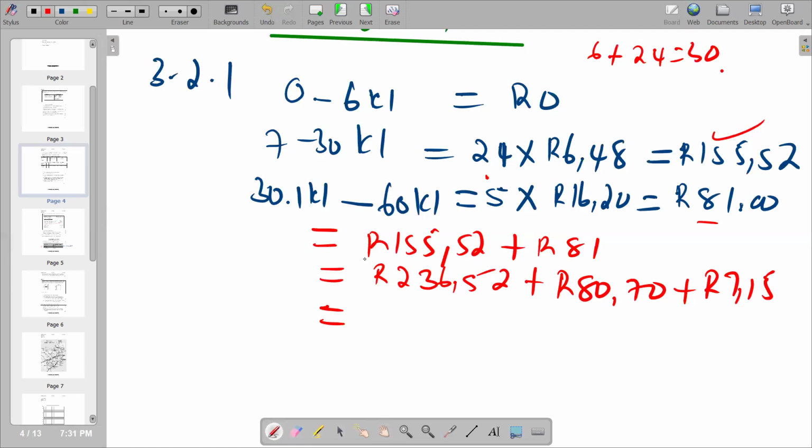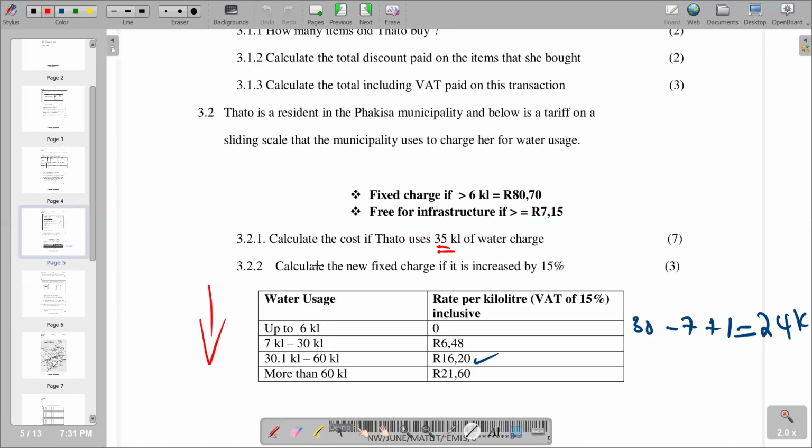So let's try to see 236 rands 52 cents plus 80 rands 70 cents plus 7 rand 15 cents. And you're going to get your 324 rands 37 cents. So this becomes your total for the question, which is the total cost that we have.